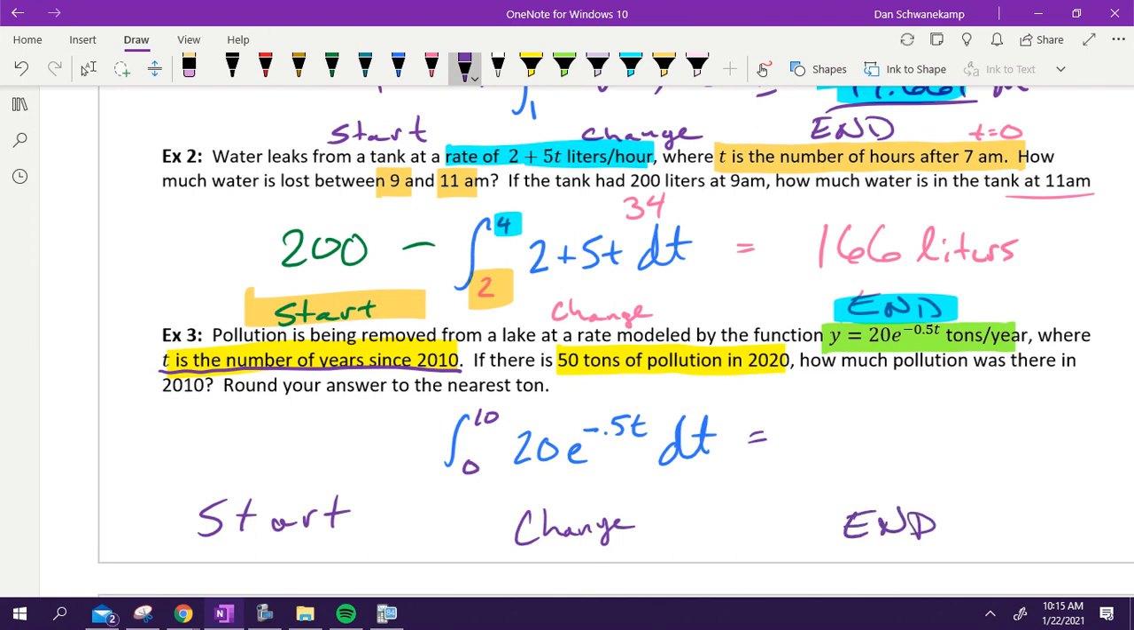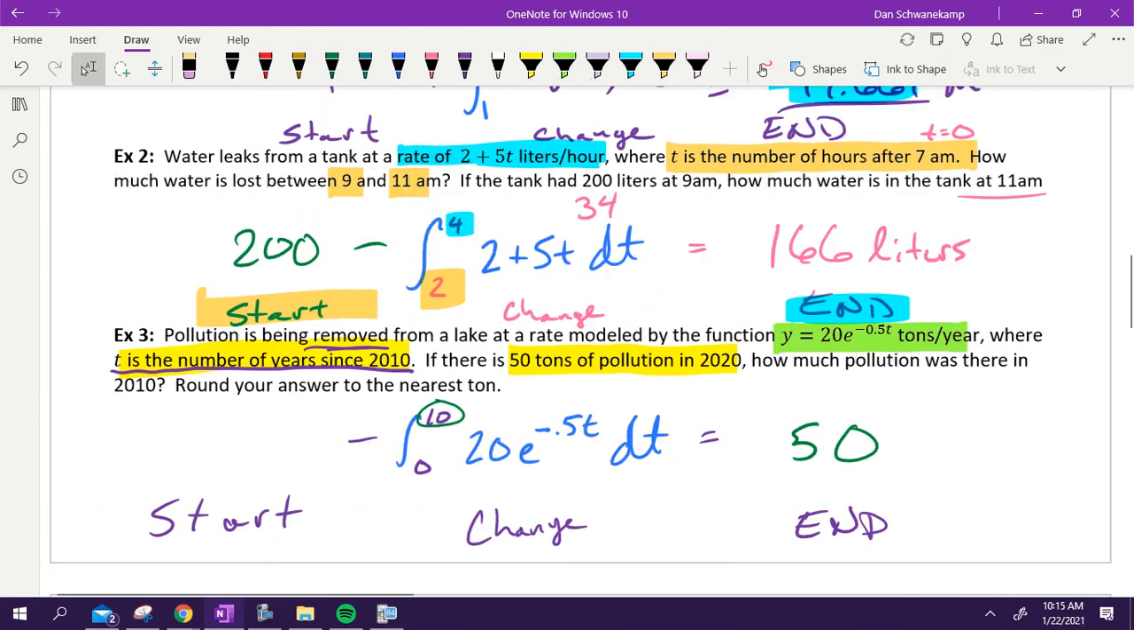Now, the difference here is we are removing this. This is the rate, this is the amount removed, so it's going to be start minus change equals end. What else can I plug in here? What is 50? The end. Why the end there, Cannon? Yes. This top number is the ending amount. So I'm ending in that year with the 10, that represents 2020. So we're going to end with 50.